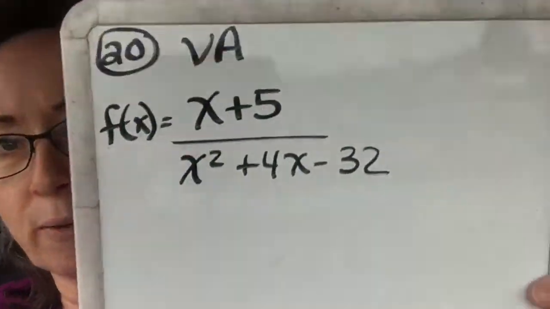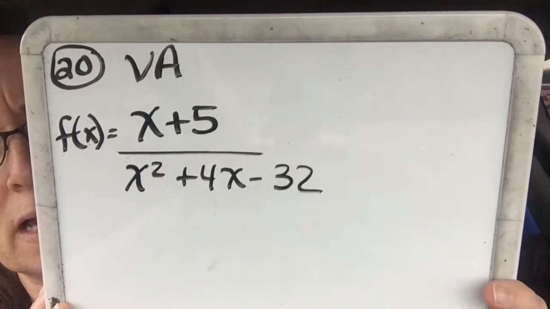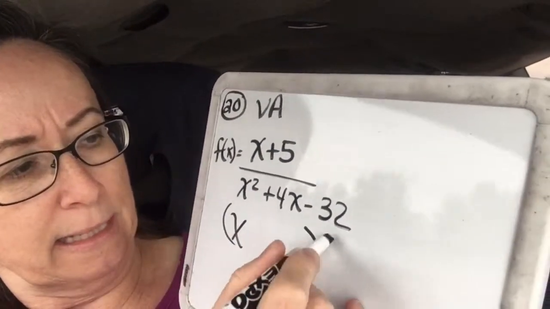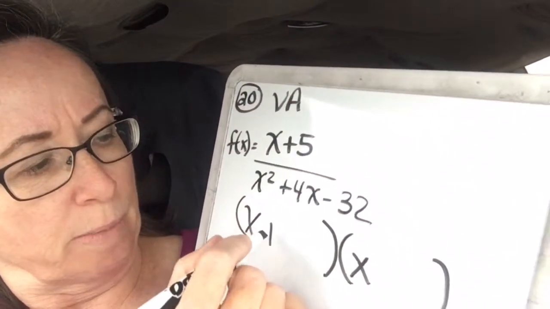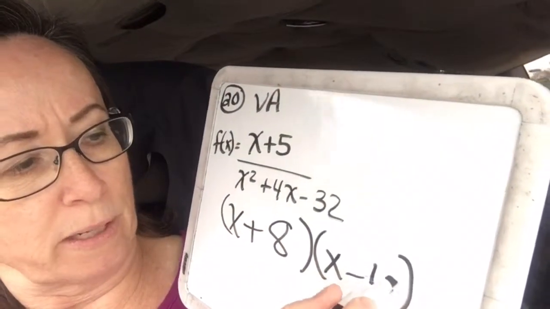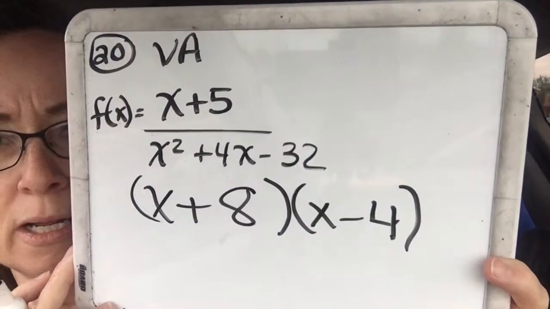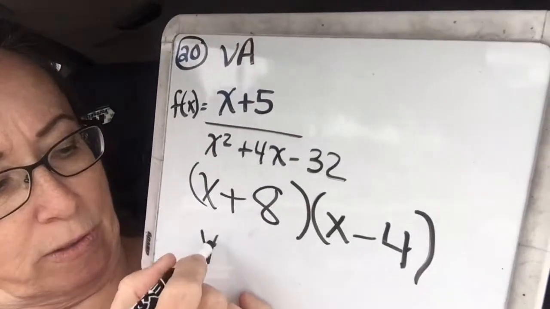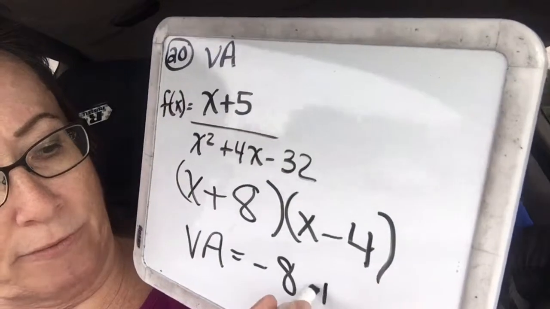Alright, so now we're going to go on to problem number 20, which is also a vertical asymptote. Okay, so the first thing I have to do is factor the denominator. So when I factor the denominator, I get x and x. And if I do an 8 and a 4, so I'm going to do plus 8 and a minus 4. So that has nothing to do with my numerator there. So on this problem, I do have two vertical asymptotes. So I have vertical asymptote at negative 8 and positive 4.